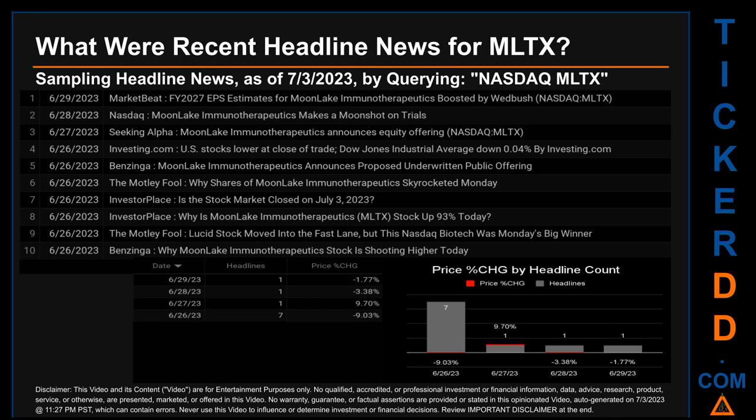2 other headlines were found on this oldest publication date. The Motley Fool published the headline that read, Lucid stock moved into the fast lane, but this NASDAQ biotech was Monday's big winner. Benzinga published the headline that read, Why MoonLake Immunotherapeutics stock is shooting higher today. This oldest date was actually the day with the most headlines. The oldest publication date was one of 1 days with the most found headlines.